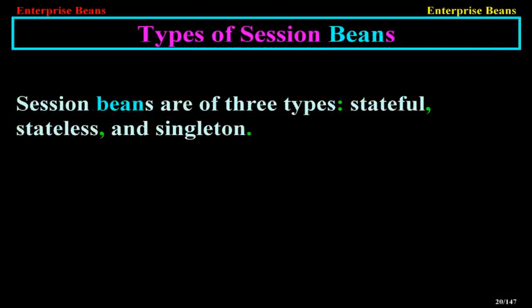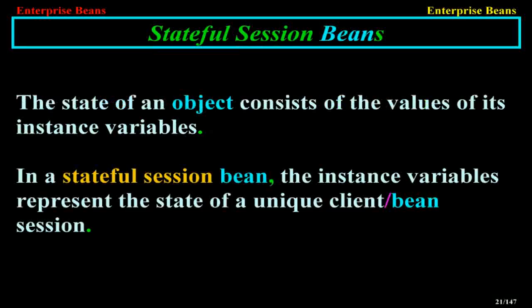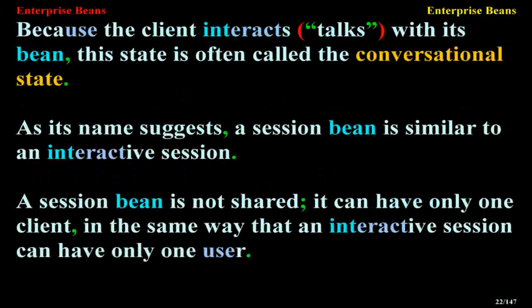Types of session beans. Session beans are of three types: stateful, stateless, and singleton. Stateful session beans. The state of an object consists of the values of its instance variables. In a stateful session bean, the instance variables represent the state of a unique client-bean session. Because the client talks with its bean, this state is often called the conversational state.